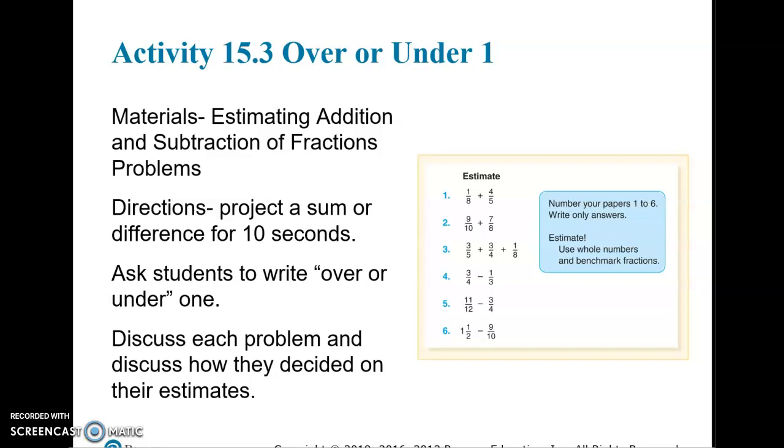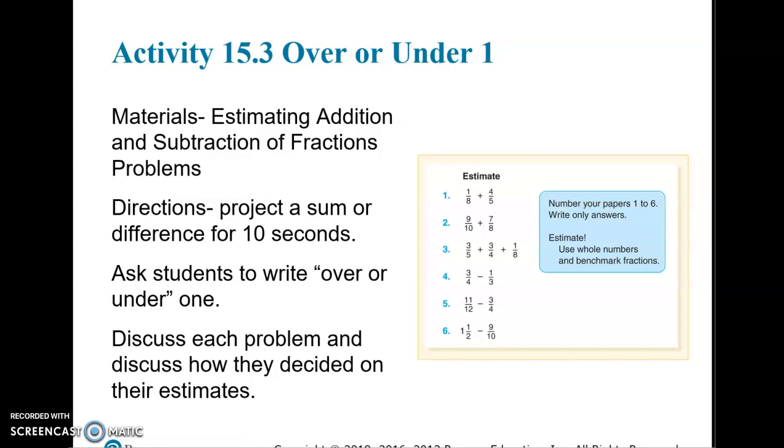You can project a problem for no more than 10 seconds, then hide it and remove it. Use less than 1 or more than 1 cards, or you can have students write down on a sheet of paper over or under, or thumbs up or thumbs down. Then discuss how students decided on their estimations.